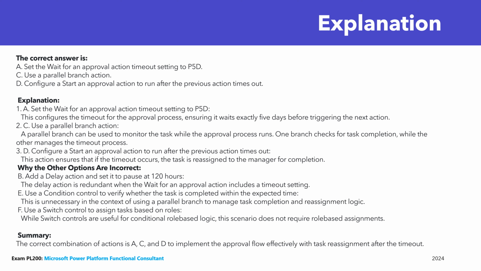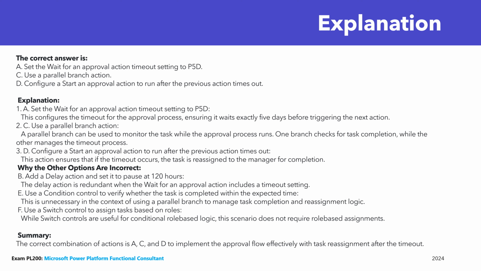Why the other options are incorrect. B. Add a delay action and set it to pause at 120 hours. The delay action is redundant when the wait for an approval action includes a timeout setting. E. Use a condition control to verify whether the task is completed within the expected time. This is unnecessary in the context of using a parallel branch to manage task completion and reassignment logic. F. Use a switch control to assign tasks based on roles. While switch controls are useful for conditional role-based logic, this scenario does not require role-based assignments.